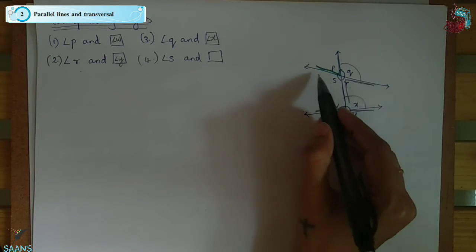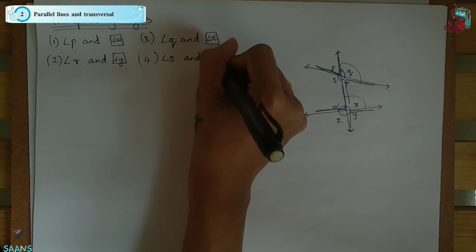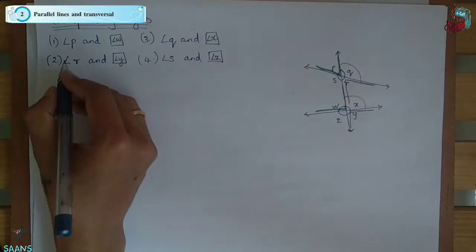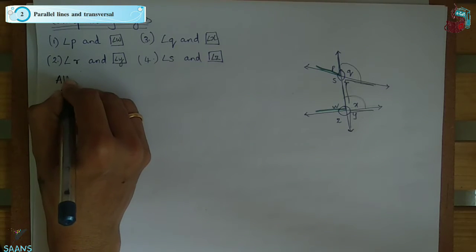Then we have S and Z. Angle S and angle Z. So this is your corresponding angle. Then we have your alternate angles. I'm not going to take interior alternate angles. We are going to deal with that later, as I told you.